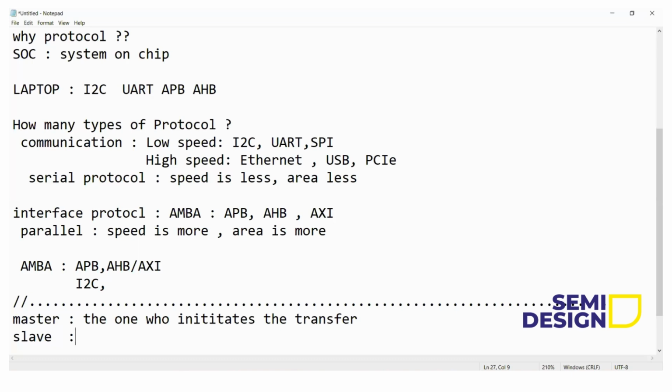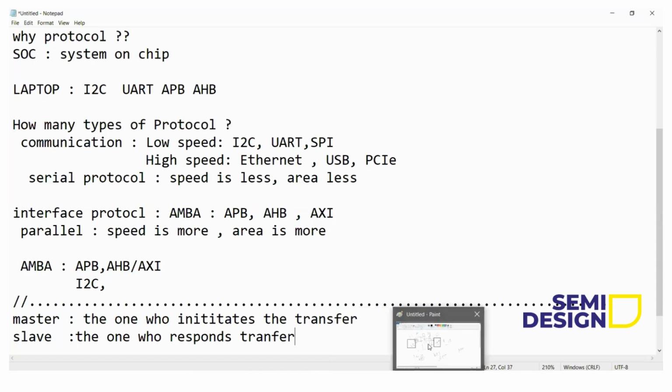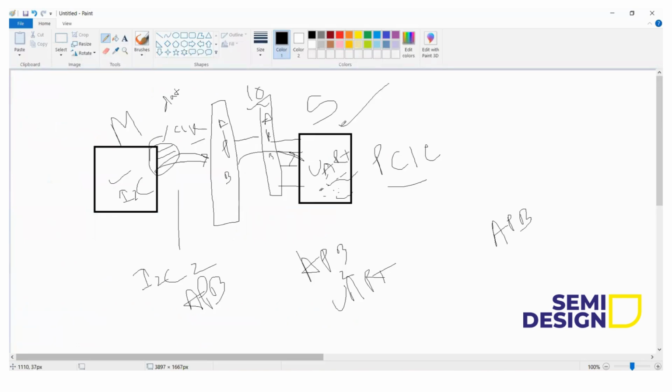So master means the one who initiates the transfer, slave means the one who responds to the transfer. There is nothing fixed like it will be I2C master and I2C slave. Say there are two components. This component sends the signal to start the transaction, so this component will be master, this will be slave. Let both have memories, both can write data into one another. Now let this one start and send some instruction that it wants to send the data transfer. So it will be master, and the next one will be slave.